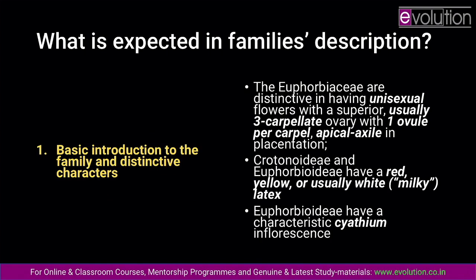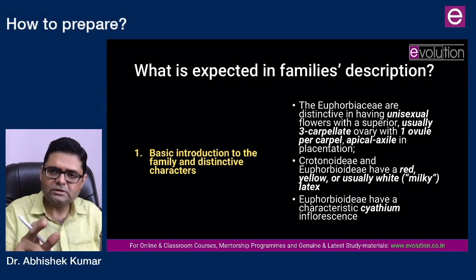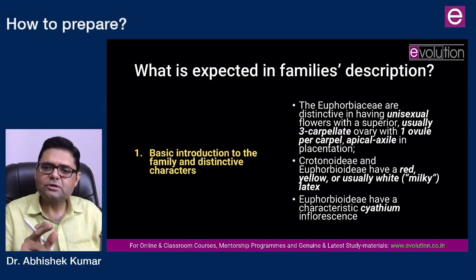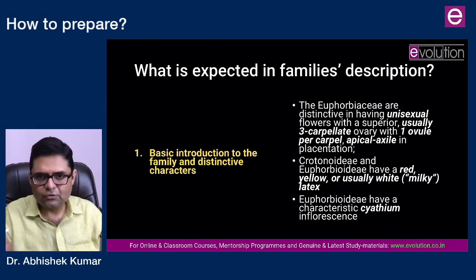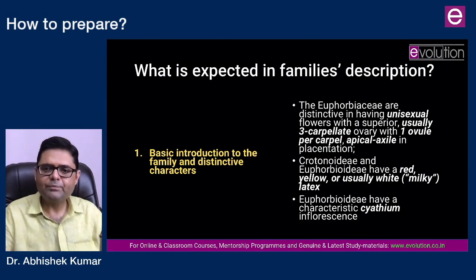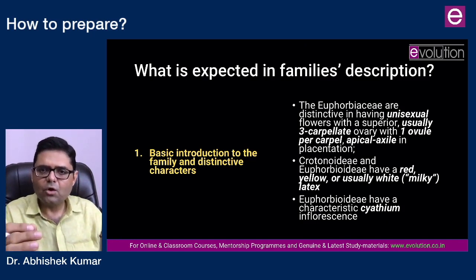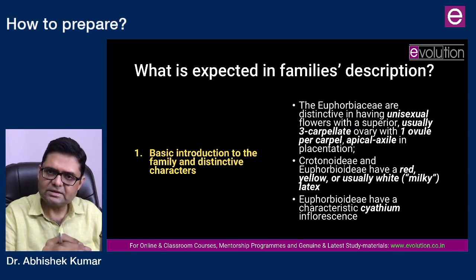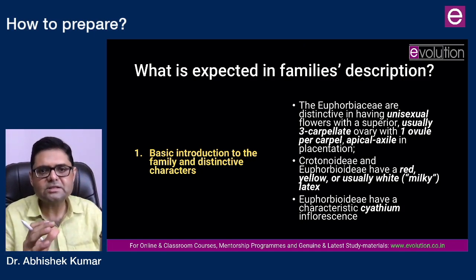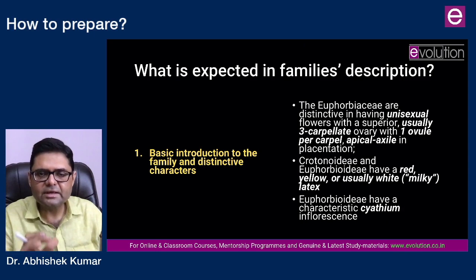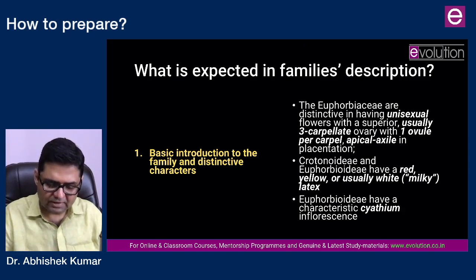And next, the subfamily Euphorbioideae has the characteristic cyathium type of inflorescence. Now, cyathium inflorescence you will come across when you are doing morphology. Similarly, what a 3-carpellate ovary is, and what apical axile placentation is, you will learn in morphology. All the other floral description terms that you will encounter in further families, you will clear in your basic study. So when you start the description of a family, start with the distinctive characters. That is the first advice.